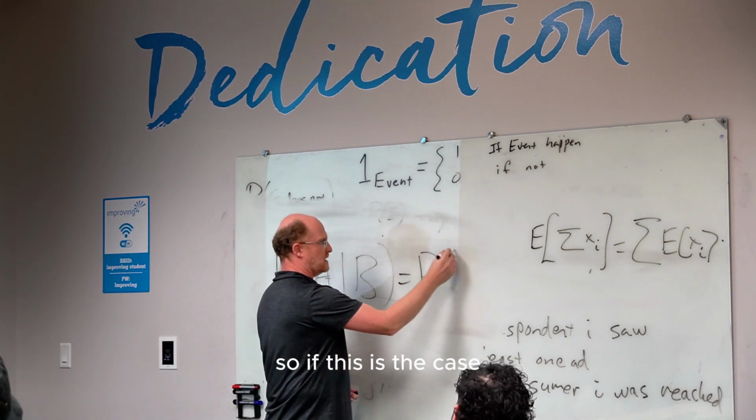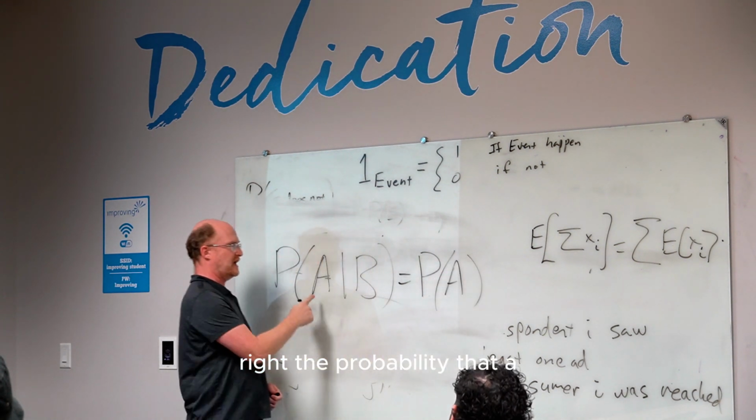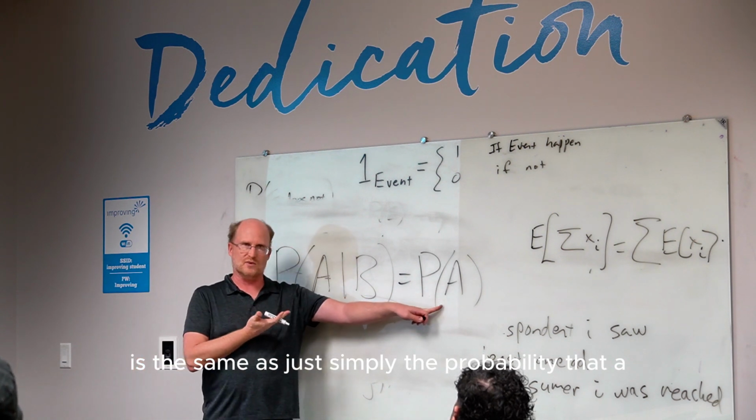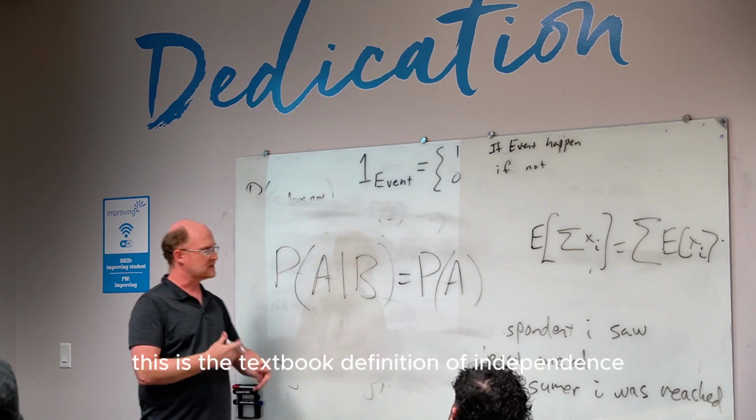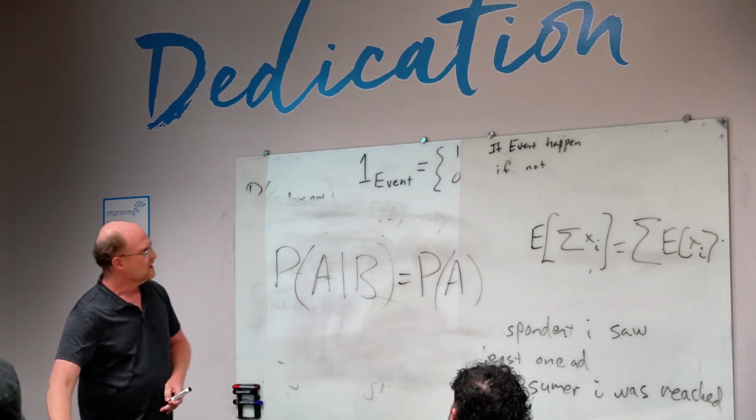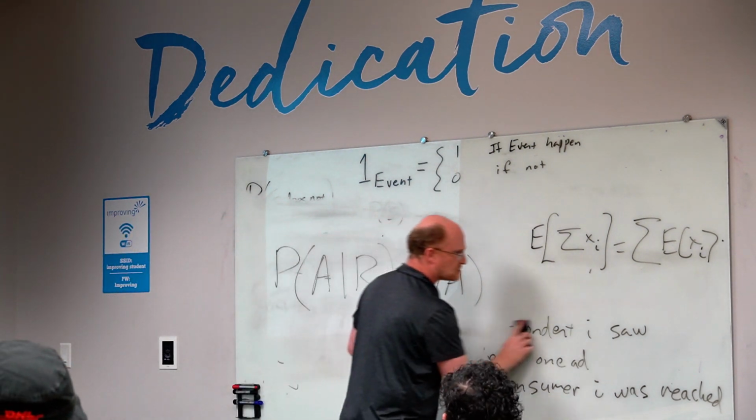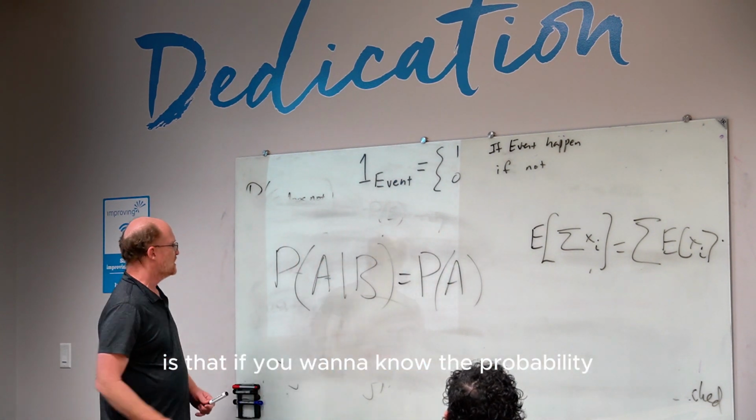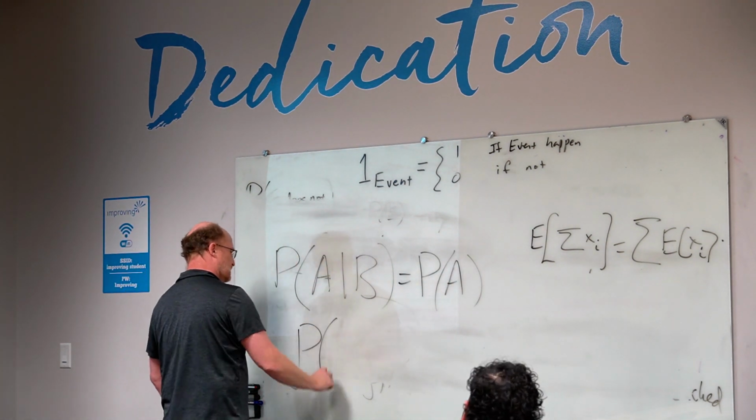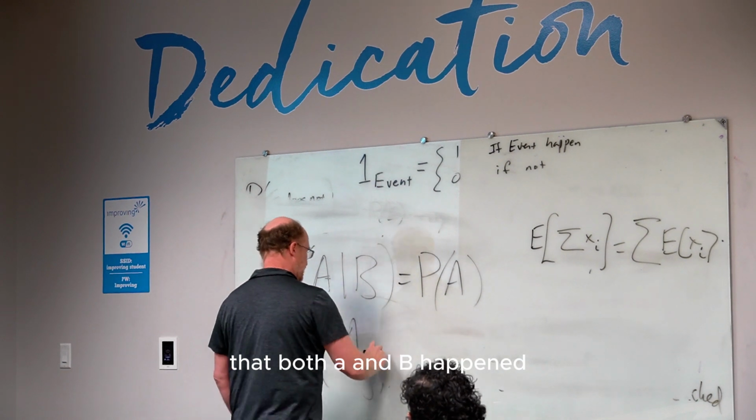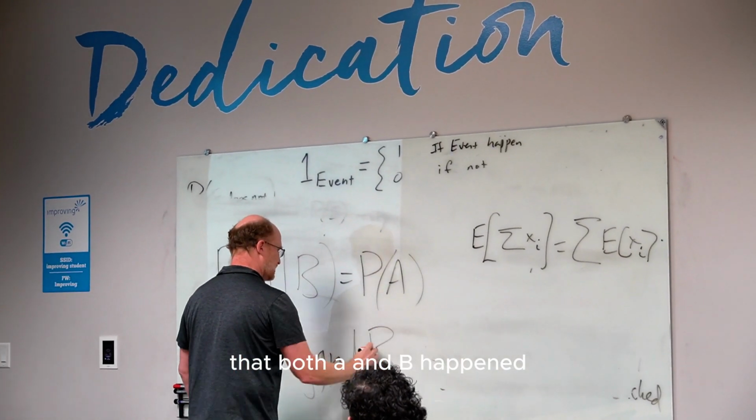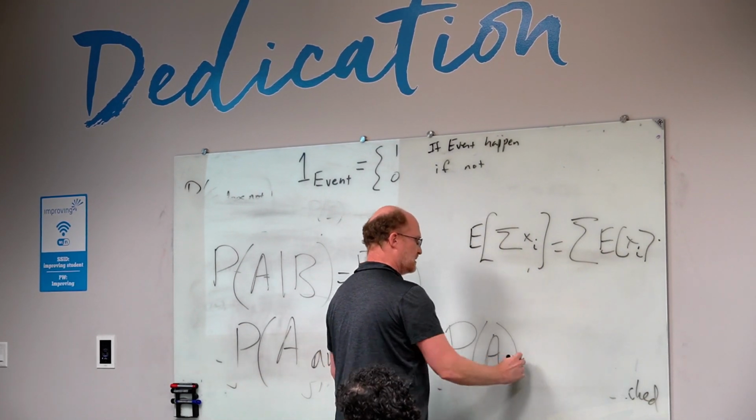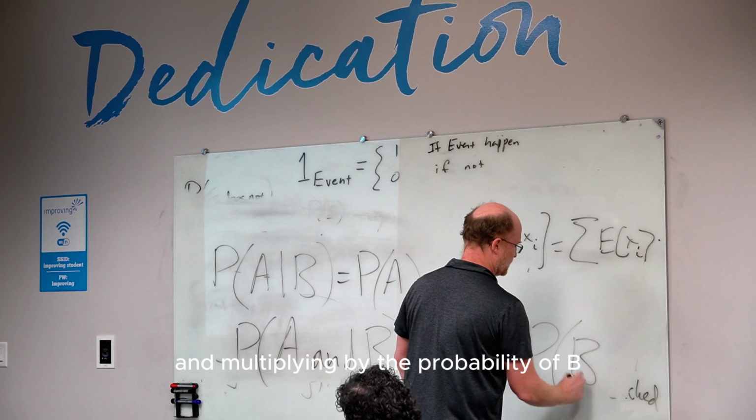So if this is the case, the probability of A, given that we know B happened, is the same as simply the probability that A happened, right? This is the textbook definition of independence. Now the fallout from that is that if you want to know the probability that both A and B happened, it's as simple as taking the probability of A and multiplying by the probability of B.